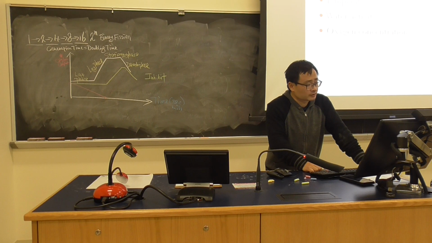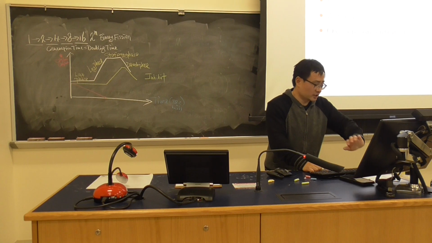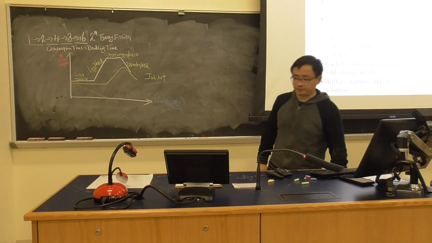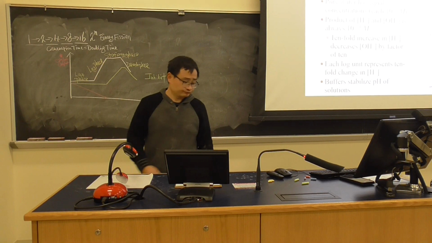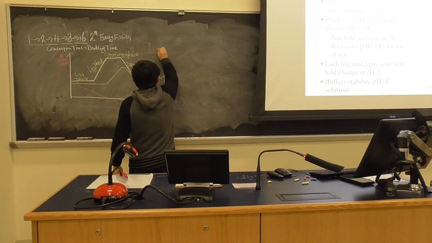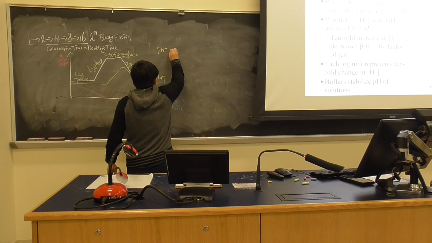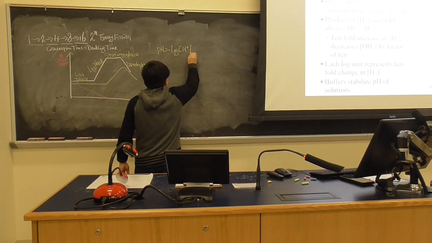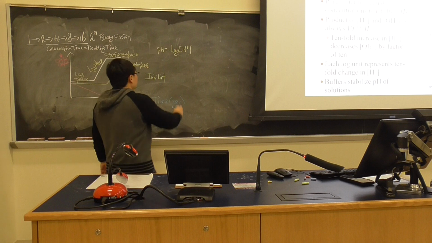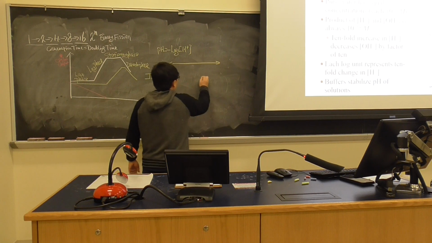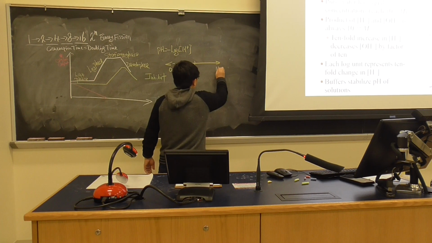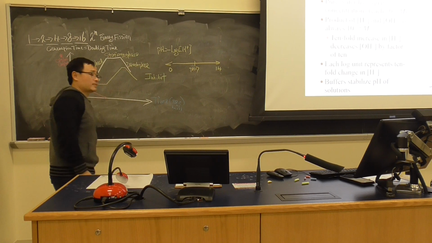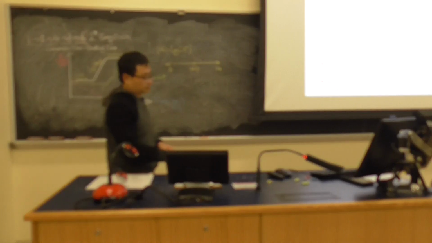Okay, next one. What are the factors that affect bacterial growth? First thing first, the pH. What is pH? pH equals the negative log of the concentration of protons. The range of pH is 0 to 14. At pH 7, we call it neutral pH. So I'm going to give you some questions. Do you know?